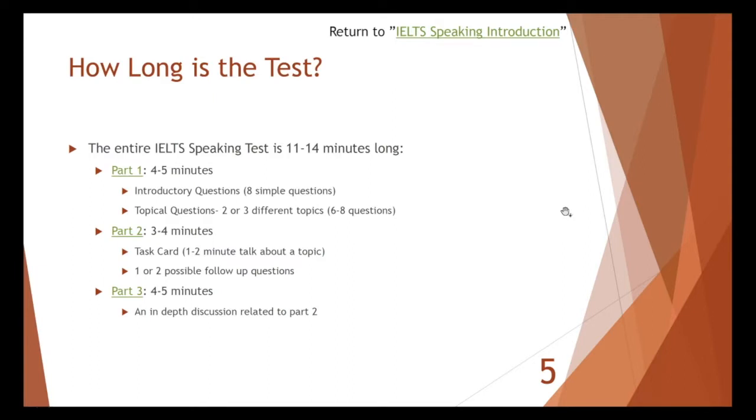Okay, and then part 2 is 3 to 4 minutes. This will consist of a task card. You will need to talk about a specific topic in 1 to 2 minutes. And there's 1 or 2 possible follow-up questions. Okay, and then part 3 is 4 to 5 minutes, and this is an in-depth discussion related to part 2.